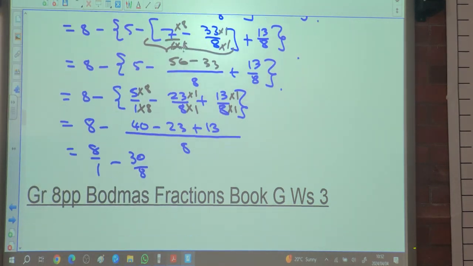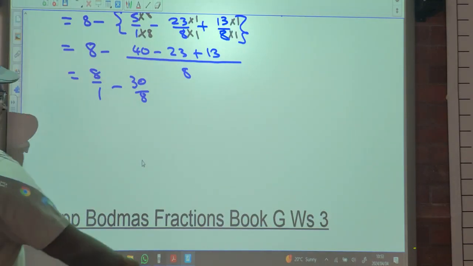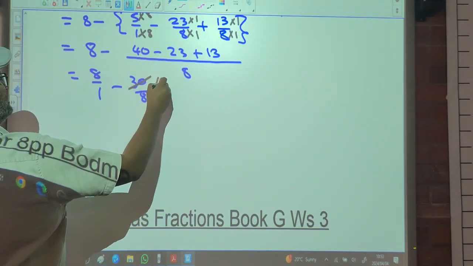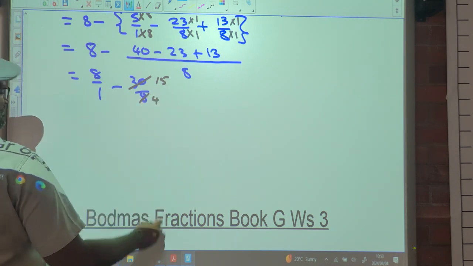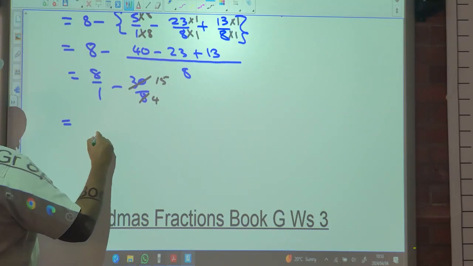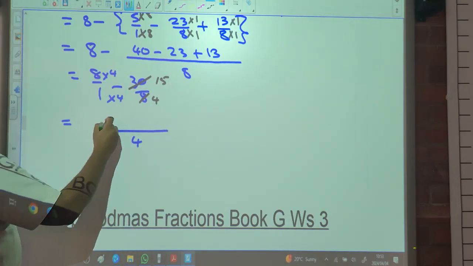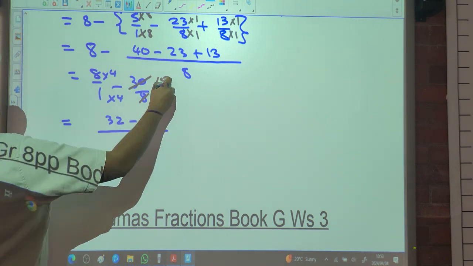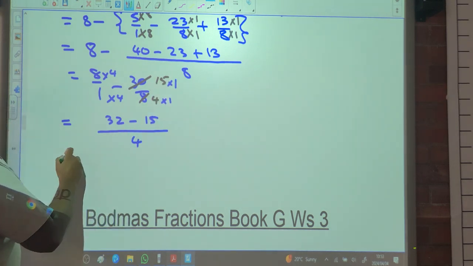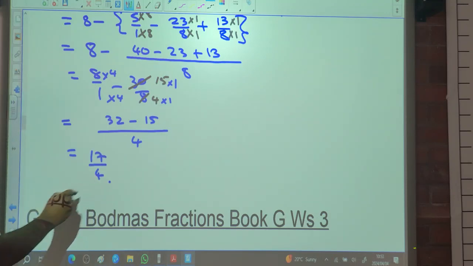What can I do now? Subtract. We'll simplify this 30 over 8, not so? So that goes 15, 2 goes into 15, 2 goes into 4. So what's my LCM here? 4 now. So I'll multiply that by 4. Gives you 32. Multiply by 1. 8 over 1. What's 32 minus 15? 17. 17 over 4.